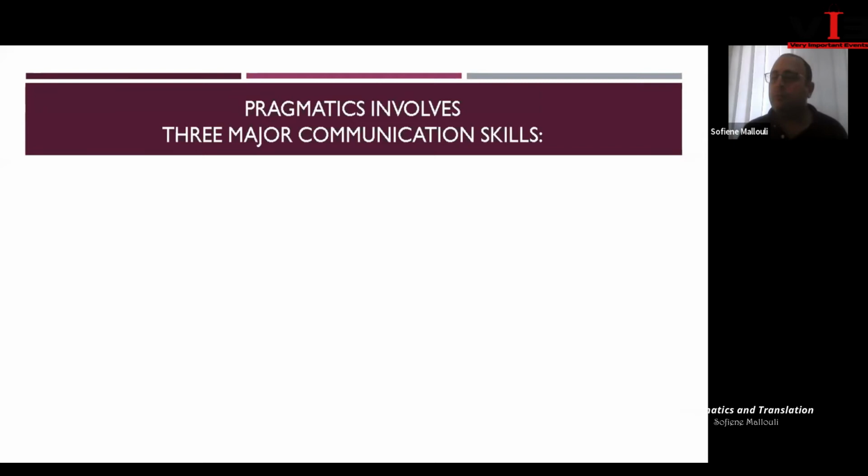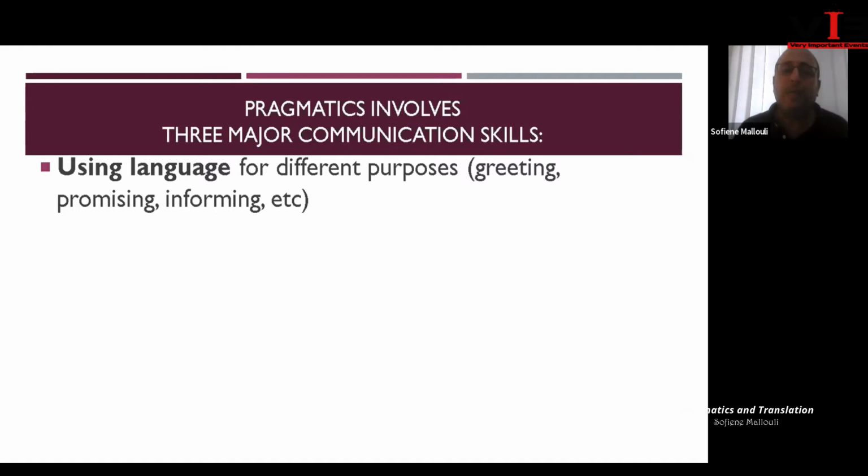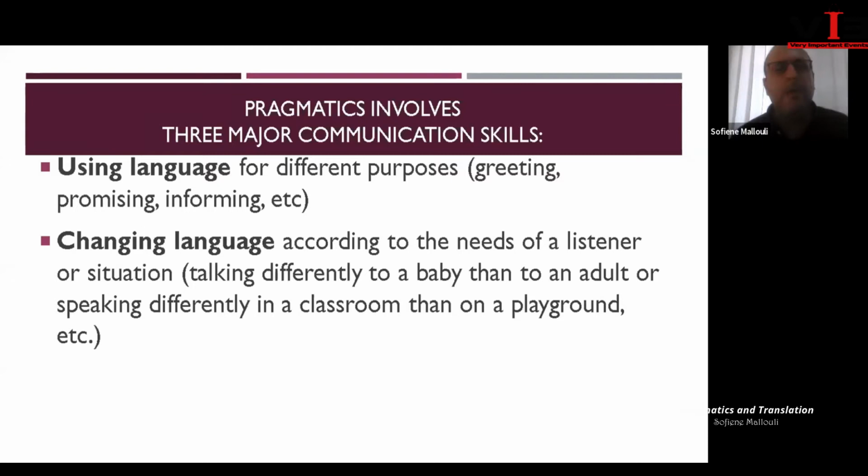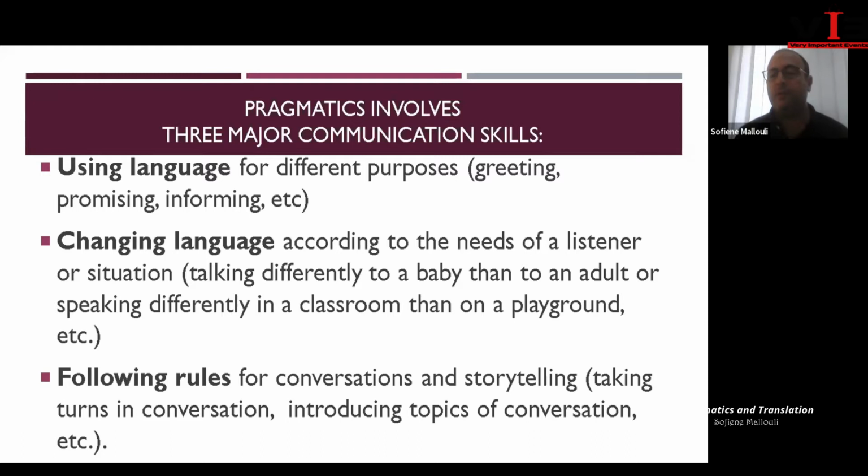In syntax, for example, we have some rules, right? There is a subject, verb, object, or a subject, verb, complement of the subject, or an adjectival phrase or a verbal phrase or whatever. In pragmatics, we focus on three specific areas in language. One, using language for different purposes. You just focus on the use of language. Two, changing language according to the needs of the listener or situation. And number three, following rules, right? So these are the three basic areas where pragmatics is focusing.